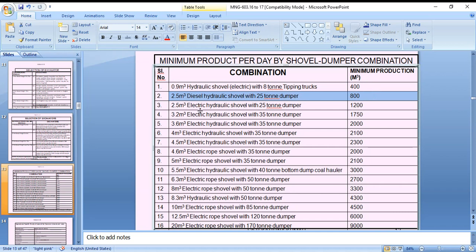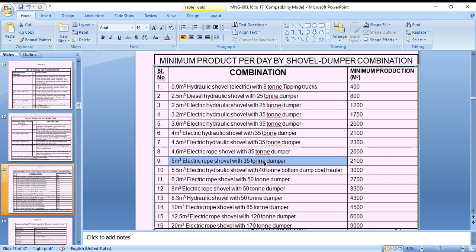Similarly, a 2.5 meter cube electrical hydraulic shovel with a 25-ton dumper, we can expect 1200 meter cube production. A 3.2 meter cube electrical hydraulic shovel with a 35-ton dumper, 1750. A 3.6 electrical hydraulic shovel with a 35-ton dumper, 2000. A 4 meter cube electrical hydraulic shovel with a 35-ton dumper, 2100. A 4.5 meter cube electrical hydraulic shovel with a 35-ton dumper, 2300. A 4.6 meter cube electrical rope shovel with a 35-ton dumper, 2000. A 5 meter cube electrical rope shovel with a 35-ton dumper, 2100.